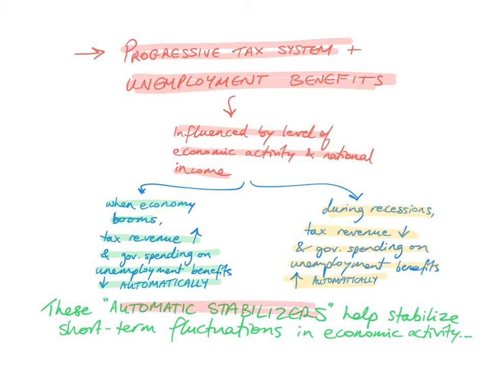These automatic stabilizers help stabilize any short-term fluctuations in economic activity. And that is one of the advantages of having progressive tax systems and unemployment benefits. They create automatic buffers, or automatic stabilizers, that help stabilize the short-term fluctuations in the level of economic activity.